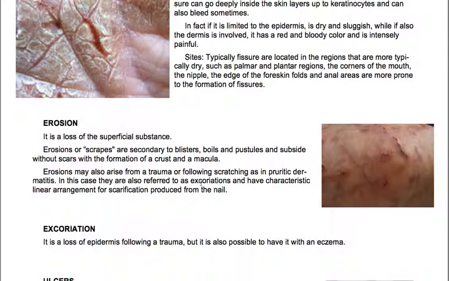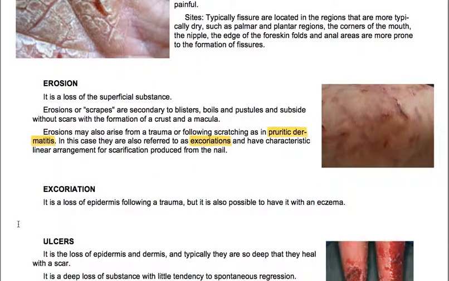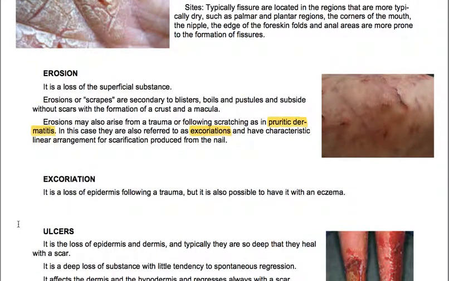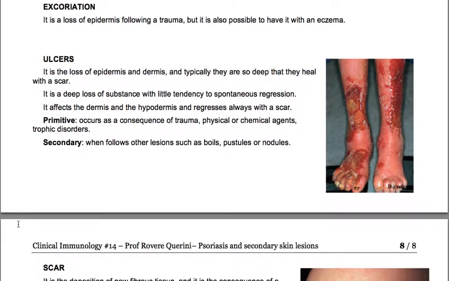In this case, they are also referred to as excoriations and have characteristic linear arrangement from scarification produced by the nail. Excoriation is a loss of epidermis following a trauma, but it's also possible to have it with an eczema. Ulcers are a loss of epidermis and dermis, and typically they are so deep that they heal with a scar. It's a deep loss of substance with little tendency to spontaneous regression. It affects the dermis and the hypodermis and regresses always with a scar.